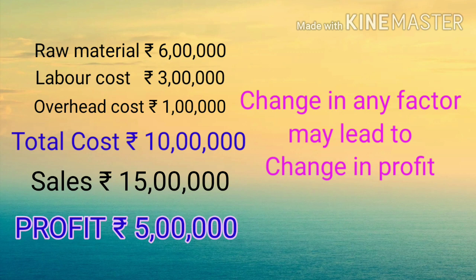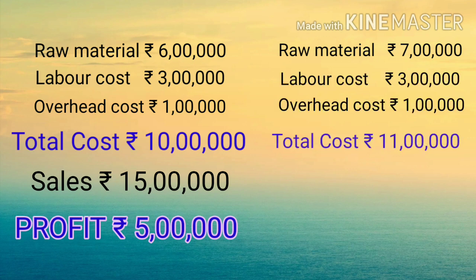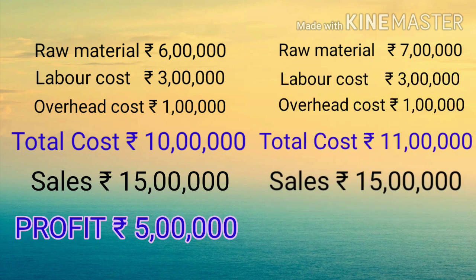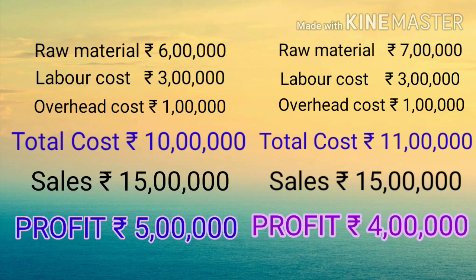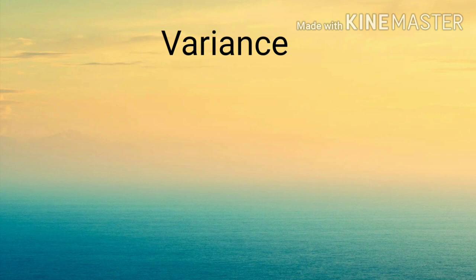Change in any of the factor may lead to change in profit. For example, if cost of raw material increases from 6 lakhs to 7 lakhs, the total cost will rise to rupees 11 lakhs. If our sales remains the same on 15 lakhs, our profit earned will be reduced to rupees 4 lakhs. This change in factors is known as variance. In this chapter, we will be studying about these variances.